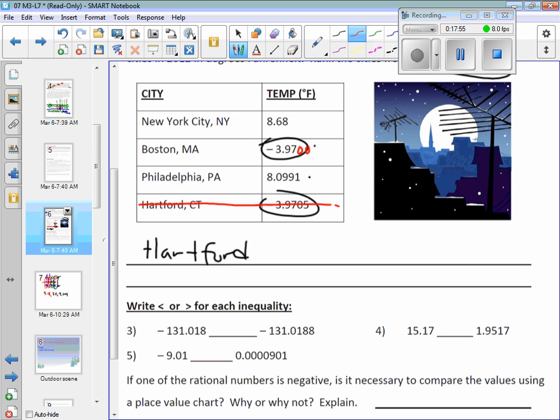Cross it out. The good news is that the second one becomes easier now because we are just going to take our second negative number, which is Boston. Leaving Philly and New York City now to compare by place value. I have an 8. I have an 8. It tells me nothing. Luckily, my tenths will give me my answer. What is greater, +6 or 0? Or what's less, actually? And that's Philly. Making NYC your warmest.